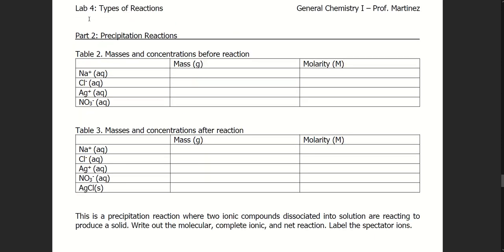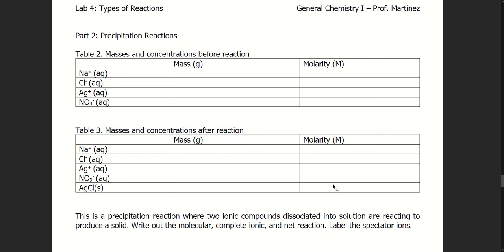Okay, so now part 2. This is what I was really trying to point out. Table 2 is for the masses and concentrations before the reaction happens, okay? Before the reaction. So steps 1 and 2. And then table 3 is after the reaction happens. So that very last step.